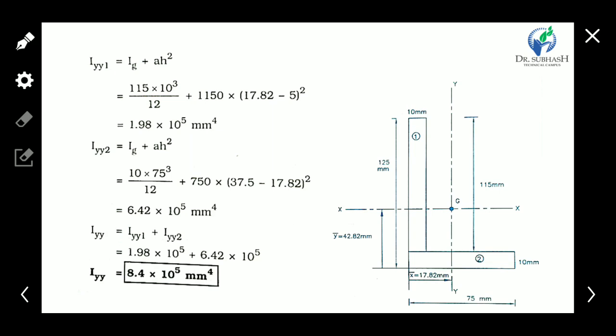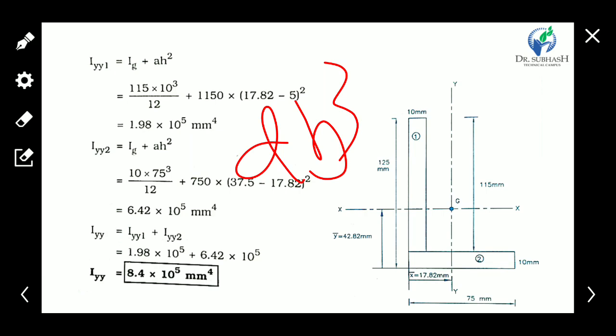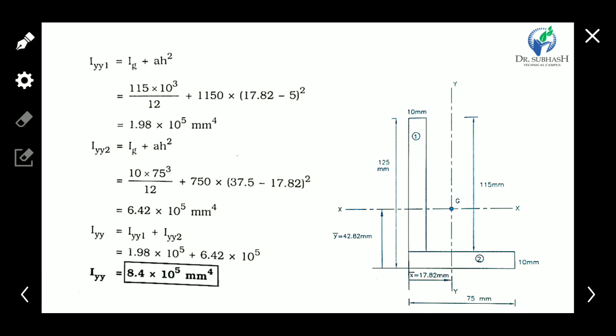Okay, Iyy is db cube by 12, and I axis is bd cube by 12. Here it is db cube by 12. Okay. Now area is 1150. We know that 115 into 10.